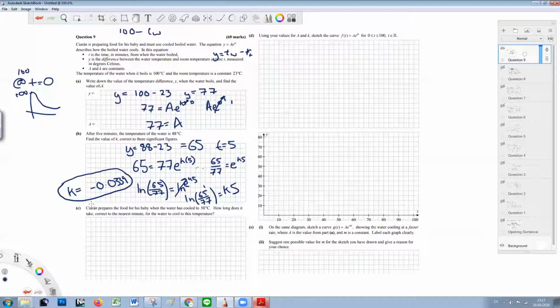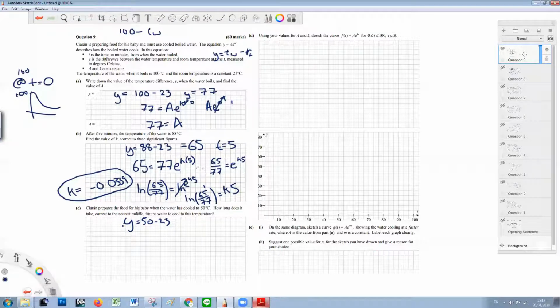Okay, as you can see, the question is actually pretty easy at every point once we get a grasp of what's really being asked. So Kieran prepares the food for the baby when the food has cooled to 50 degrees. So now Y is equal to 50 minus 23. I know I just broke myself by saying don't write things down too fast, but you need to read things very clearly. How long does it take, correct to the nearest minute, for the water to cool to this temperature?